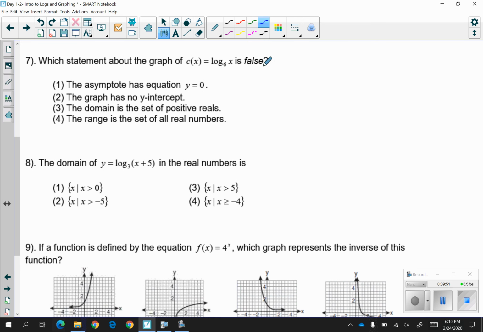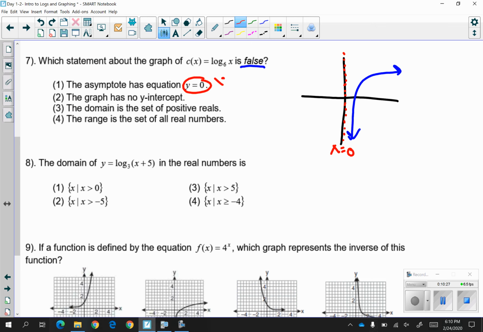For number 7, be careful. They want to know which one is false. If they give you an equation, your best bet is to put it on a calculator and look to see what exactly is going on. You also need to know that there's an asymptote here, right? And that asymptote is going to be x equals 0. So log functions have asymptotes of x equals 0, whereas exponential functions have asymptotes of y equals 0. So this is for an exponential function. For logs, it should be x, and that's why the first one is false.